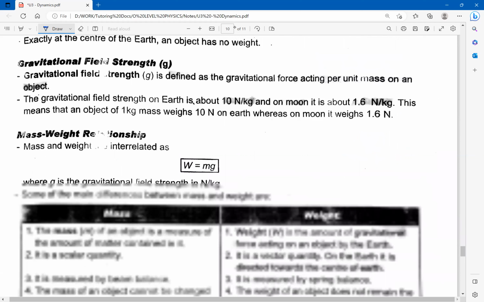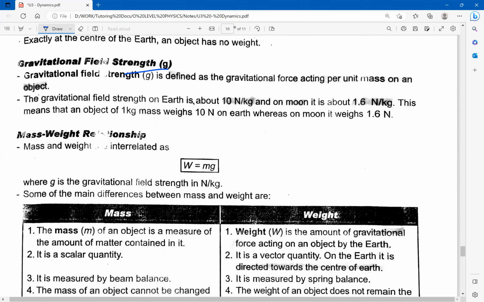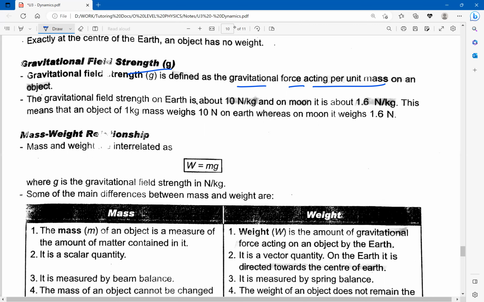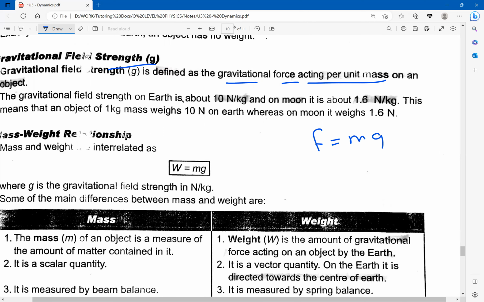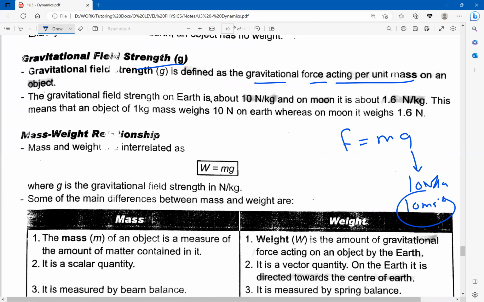Gravitational field strength g is the gravitational force per unit mass. So this is the field strength. This field strength is the strength of the gravitational field lines, and it is constant for gravity, and the weight is dependent on the field strength. If you look at the formula, F is equal to mg, where g is the gravity pull, which is 10 Newton per kg or 10 meter per second square, which is the gravitational field acceleration as well. So this is the formula.